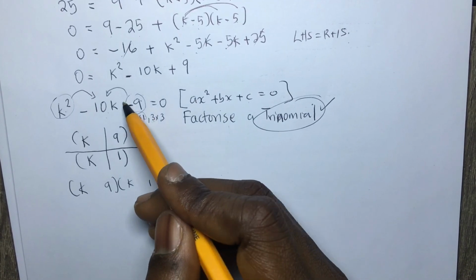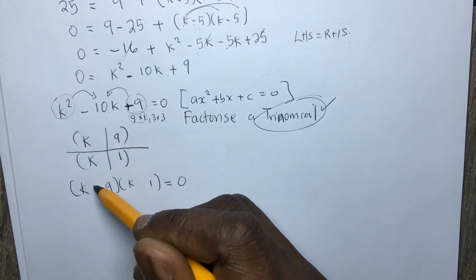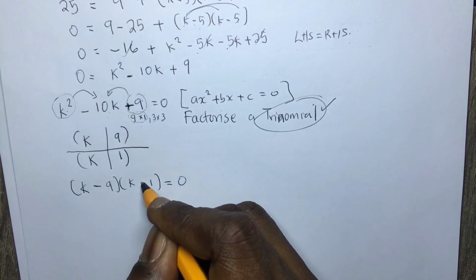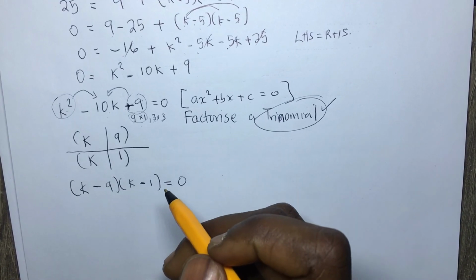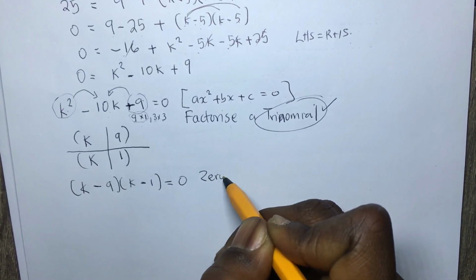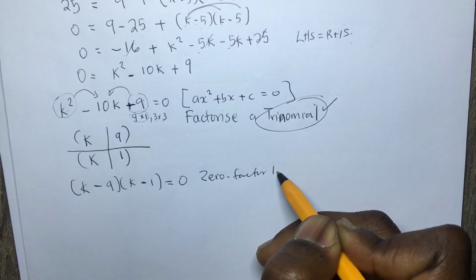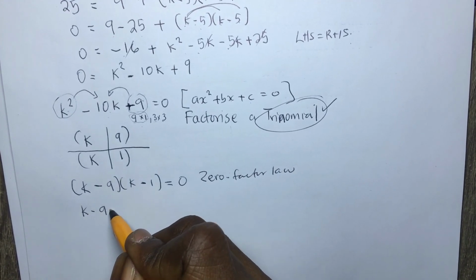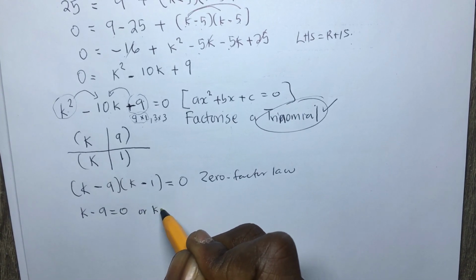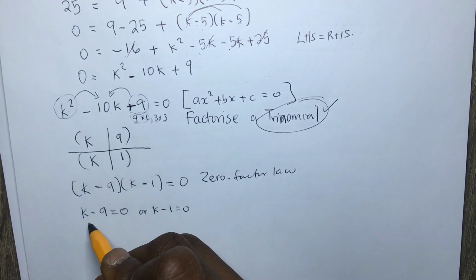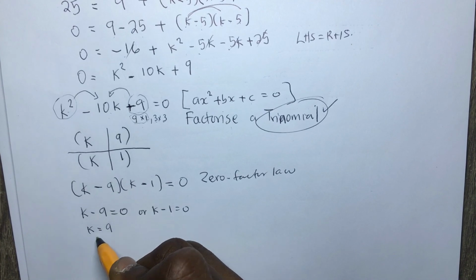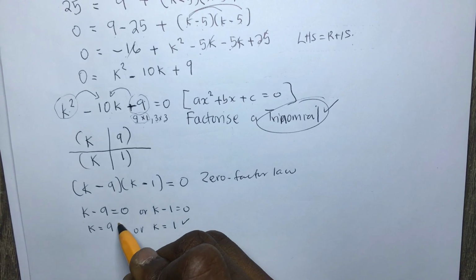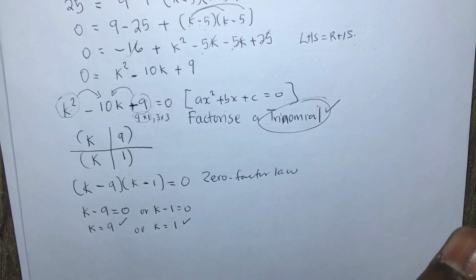Then we go to the signs. If here it's a plus, then the signs inside the bracket are the same, and we take the sign of the middle term, so it will be both a minus and a minus. Then we apply the zero factor rule. Zero factor law says equate each bracket to 0. So k minus 9 equals to 0, or k minus 1 equals to 0. Therefore, the value of k in this case will be 9, or the value of k will be 1. So there's your answer right there.